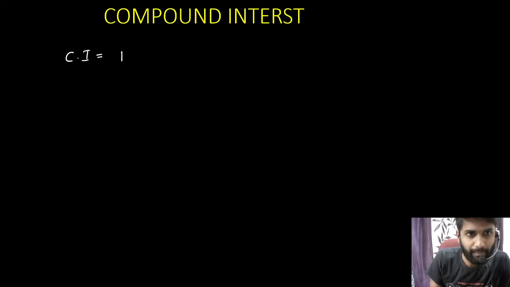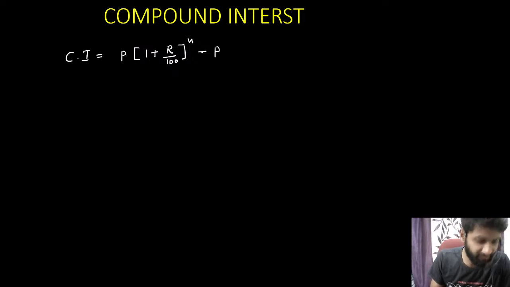The formula is P into (1 plus R by 100) whole power n minus P. Why? Because we need only interest. If we need interest, we can subtract the principal P from the whole amount. If you want the amount, I mentioned the amount is including both principal and interest.